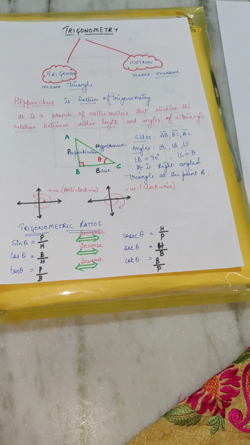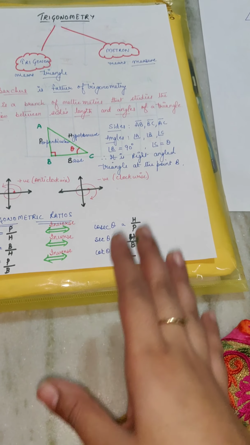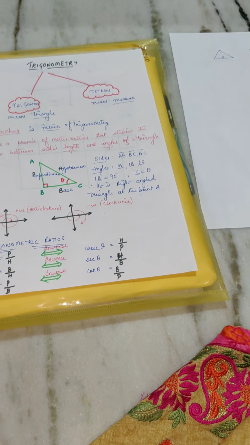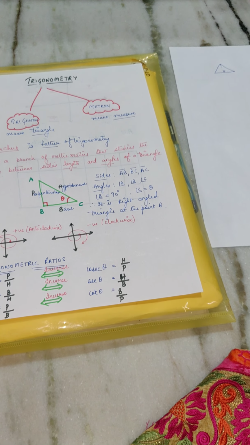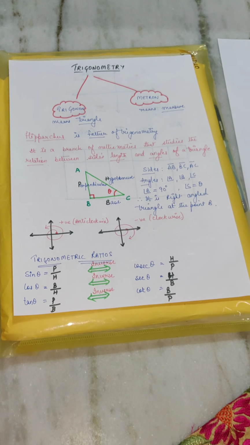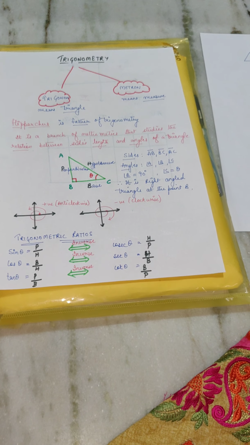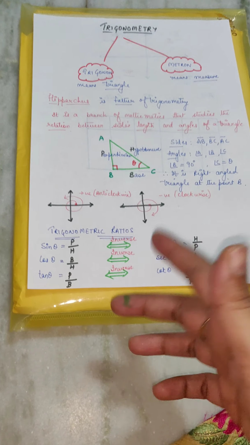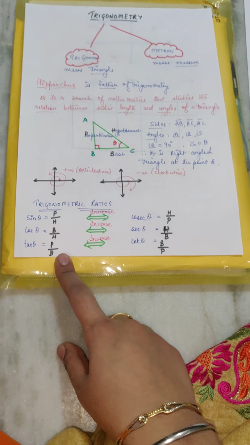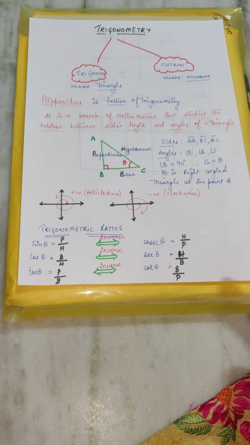So if I am going to derive ratios from this triangle, I have three quantities: perpendicular, hypotenuse and base. How many combinations can I make out of this? I can make a combination of P by H, a ratio of perpendicular and hypotenuse. I can take a ratio of base and hypotenuse. I can also take the ratio of perpendicular and base. This is the combination I can make, or I can reverse the ratios.